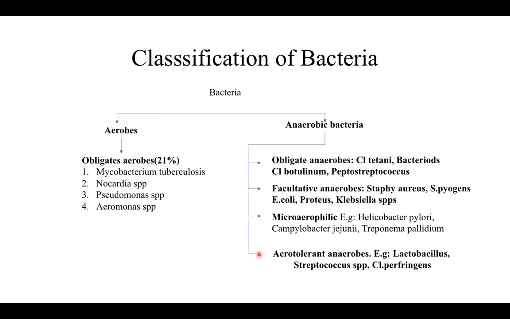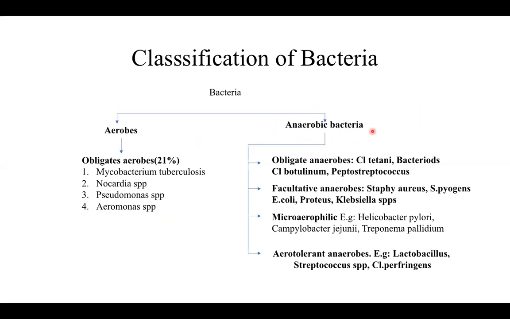Another method for the classification of bacteria is based on the utilization of oxygen. Those bacteria which require oxygen at a higher concentration for their growth are known as obligate aerobes. Examples are Mycobacterium tuberculosis, Nocardia species, or Pseudomonas and Aeromonas species. These bacteria require a higher concentration of oxygen for their growth, so they are known as obligate aerobes.